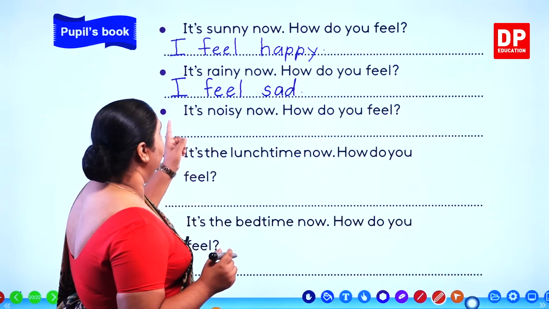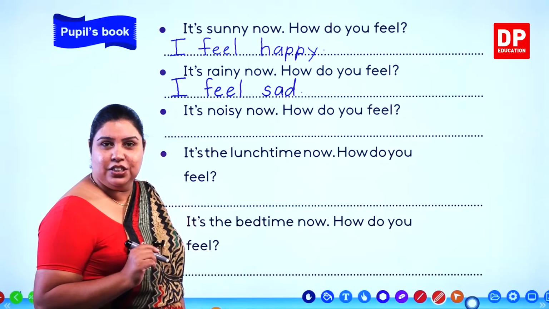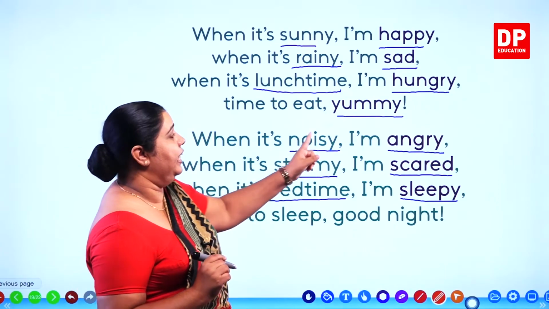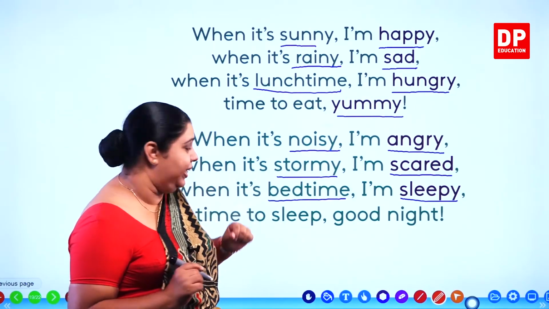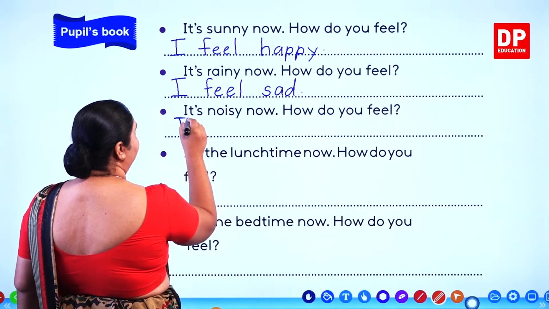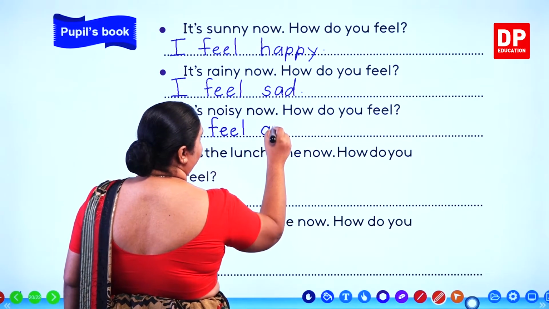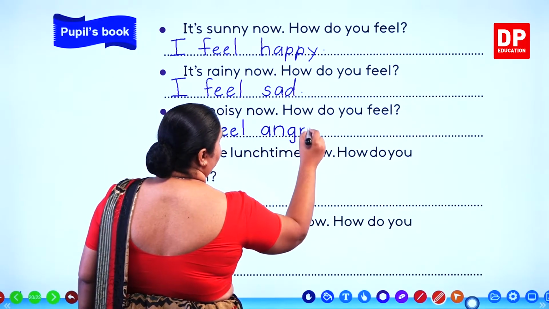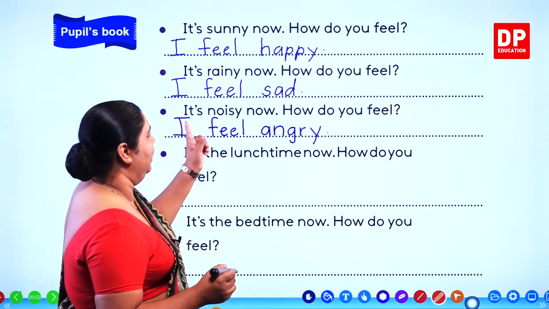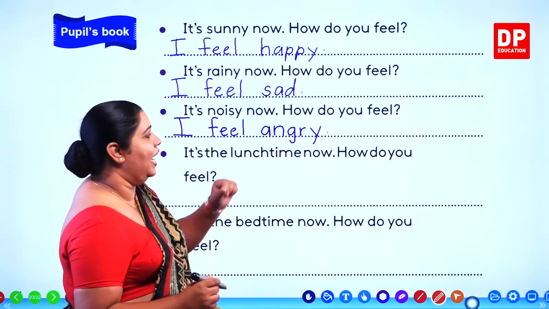Next one. It's noisy now. How do you feel? What did it say in the poem? When it's noisy, I'm angry. So how do you feel when it's noisy? When it's noisy, I feel angry. I feel angry. Angry, not hungry. When it's noisy, you don't feel hungry. You feel angry. When it's noisy, how do you feel? I feel angry.